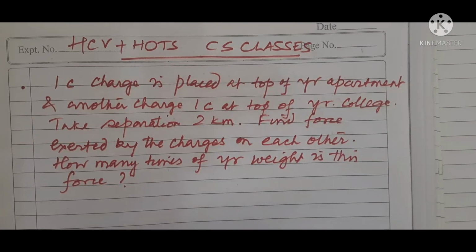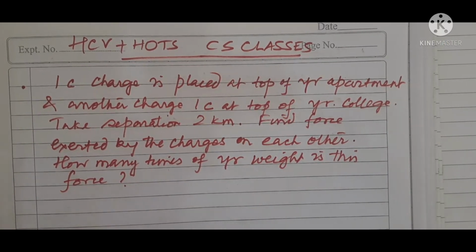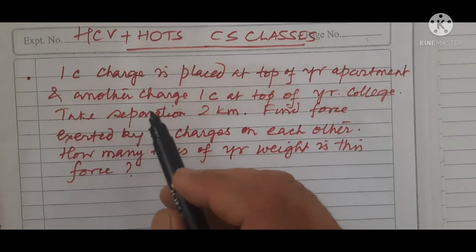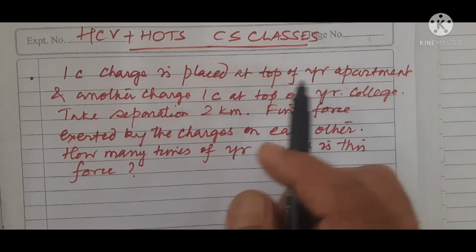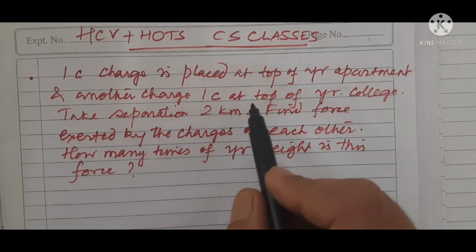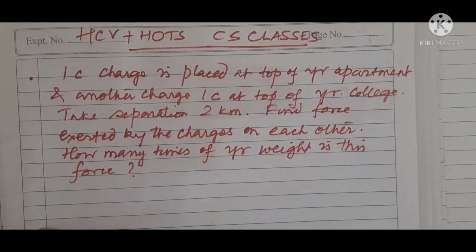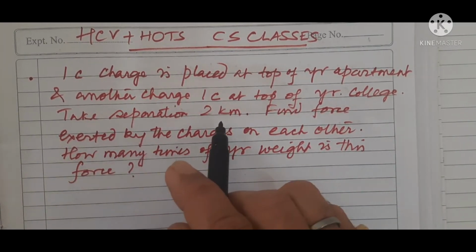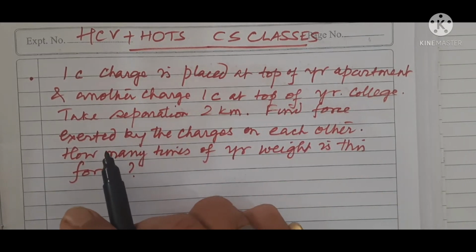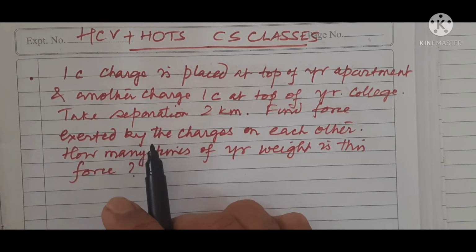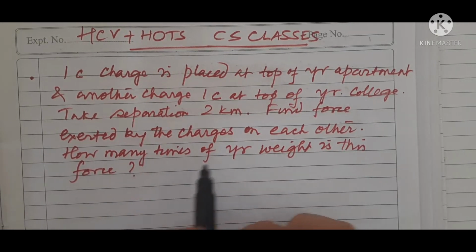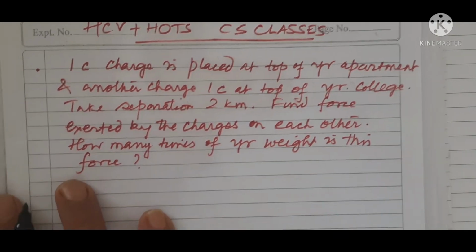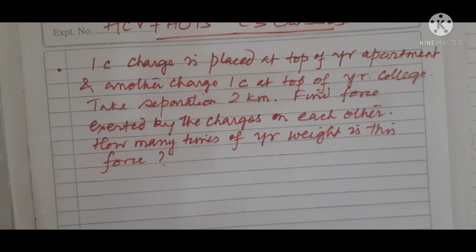Another question of the SCB and HOTS series. 1 coulomb is placed at the top of your apartment and another charge of 1 coulomb at the top of your college. Take separation 2 km, find the force exerted by the charges on each other. How many times of your weight is this force? So the question is very clear here.